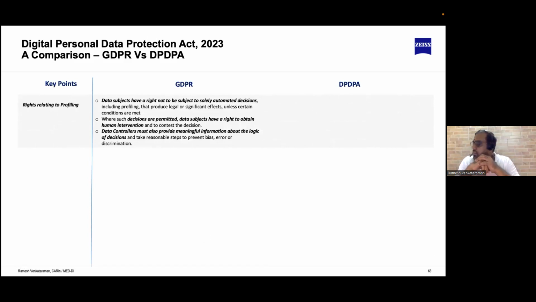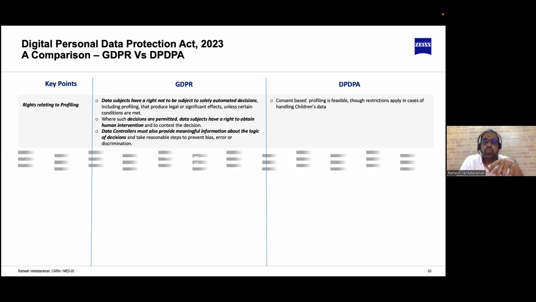Rights relating to profiling. Data subjects have a right not to be subject to solely automated decisions as part of GDPR, the right to object, right? I can say I don't want to be part of those automated decisions. If it is a manual decision, it's okay, I can allow it. Where such decisions are permitted, data subjects have the right to obtain human intervention, and data controllers must also provide meaningful information about the logic of decisions. If they are using, let's say, an algorithm, I need to know on what basis, because if the output of that algorithm is going to take a decision about me, I need to be careful, and hence that provision. Here, consent-based profiling is feasible, though restrictions apply in case of handling children's data. We need more input on this.